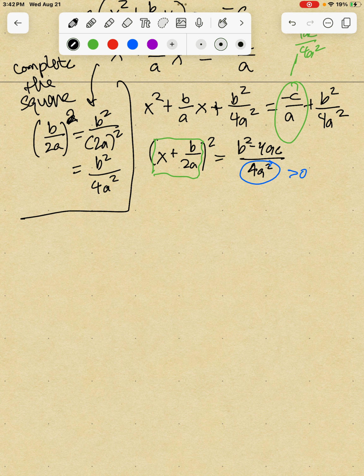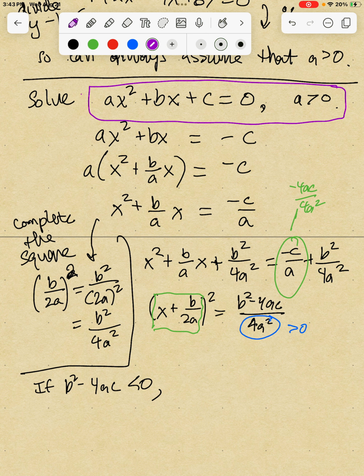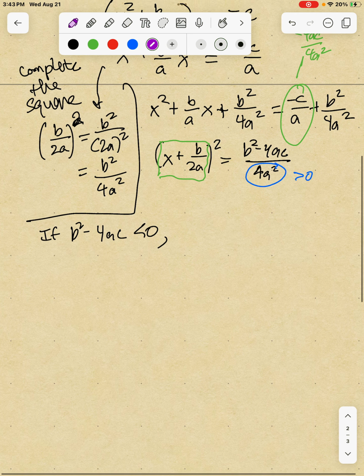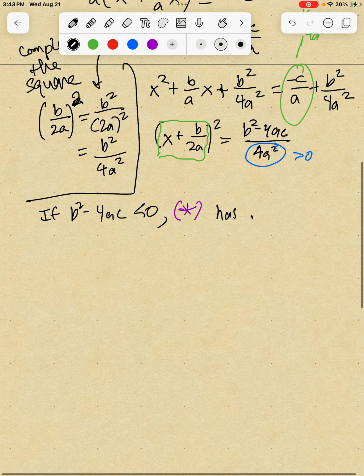So if b squared minus 4ac is negative, then I won't be able to solve this, because the left-hand side will never be negative, but the right-hand side will be negative. So if b squared minus 4ac is less than 0, the equation has no solution. Let's just put a star next to this equation. So this starred equation has no real solution.